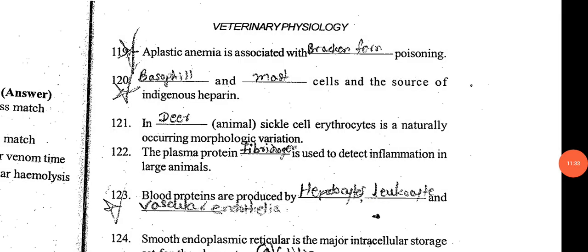So basophil and mast cells are the source of indigenous heparin. Aplastic anemia is associated with Bracken-Fern poisoning. Bracken-Fern poisoning also causes hemorrhages.